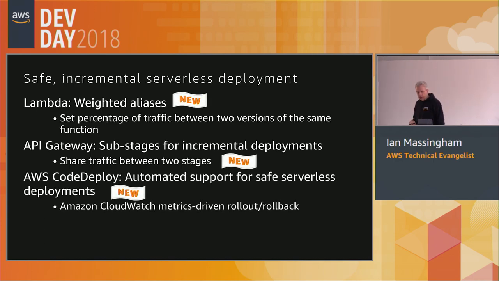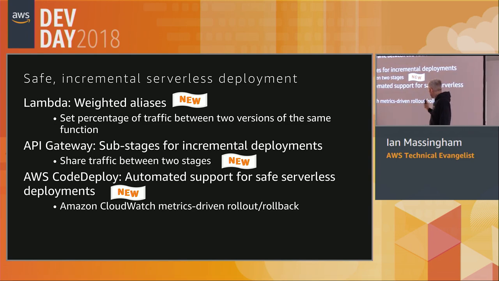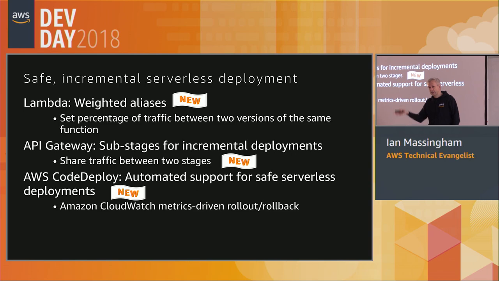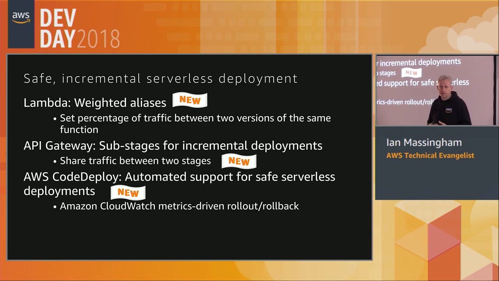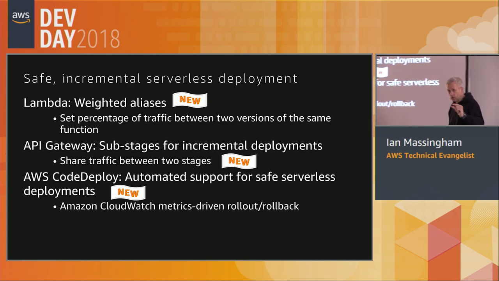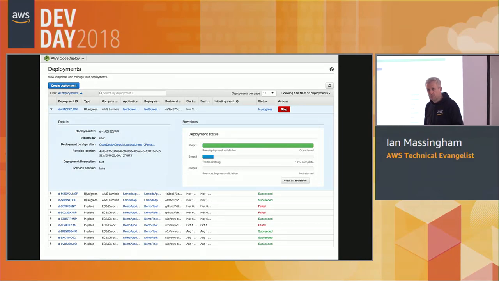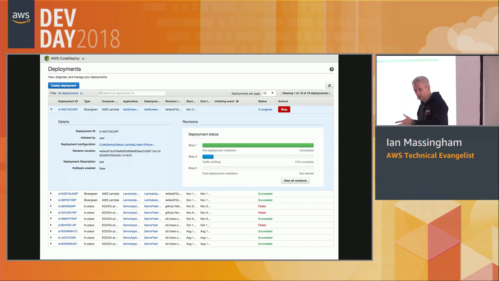Okay, and then we've also introduced automated support for safe serverless deployments. So this is using our CodeDeploy service, integrating CodeDeploy with CloudWatch metrics. So I can do things like push a candidate release into prod using CodeDeploy, observe the error rates on that candidate release, and if those error rates exceed a predefined threshold that I define, maybe 3%, I can automatically roll back to the prior version. So have this automated mechanism again. It's about enabling smaller development teams, particularly, to achieve higher levels of reliability by automating aspects of the deployment process and allowing them to use rules-based deployments and rules-based roll forward.